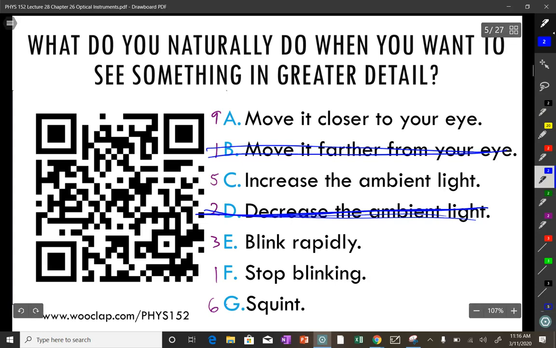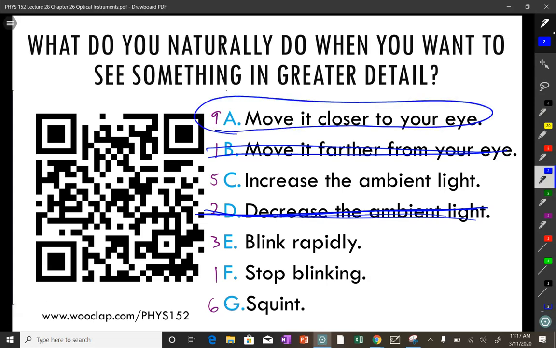Okay, that's true. Squinting. We talked about squinting. If your vision is not perfect, that can help your resolution again for the same reason as increasing the ambient light. The one that everyone answered and that is the one that the textbook has is you move it closer to your eye. Why? Because it's going to give you a bigger angle.